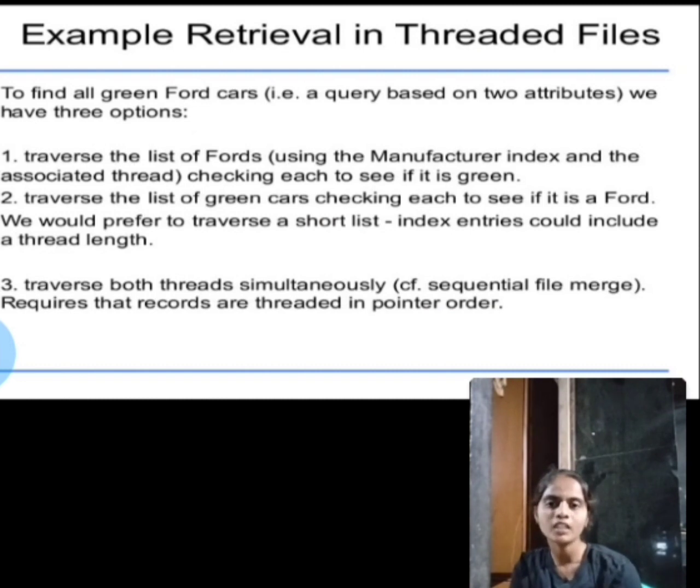Example, retrieval in threaded files. To find all green Ford cars, we have three options. First, traverse the list of Fords, checking each to see if it is green. Second, traverse the list of green cars, checking each to see if it is a Ford. We would prefer to traverse a short list. Index entries could include a thread length. Third, traverse both threads simultaneously, which requires that records are threaded in pointer order.